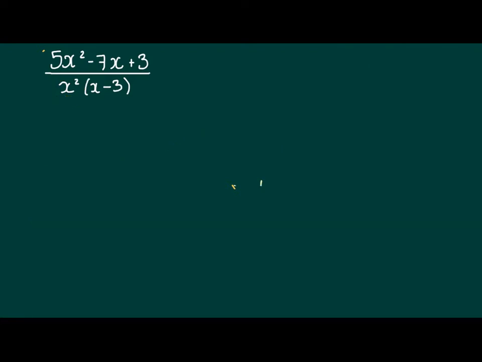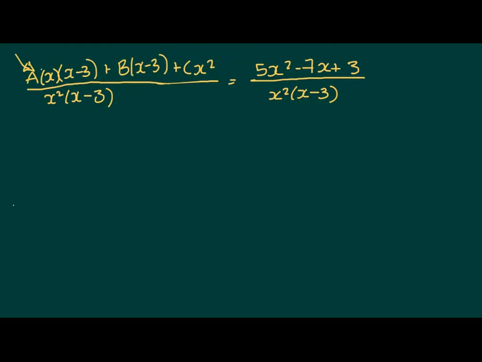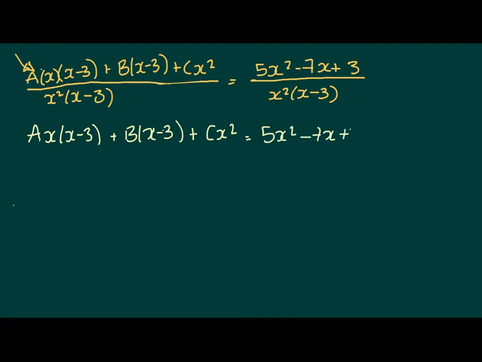So I can in effect ignore the denominators and just consider the equation that's on the numerators of these two fractions. So this numerator then, I've got that a lots of x minus 3 plus b lots of x minus 3 plus c x squared is equal to 5x squared minus 7x plus 3.